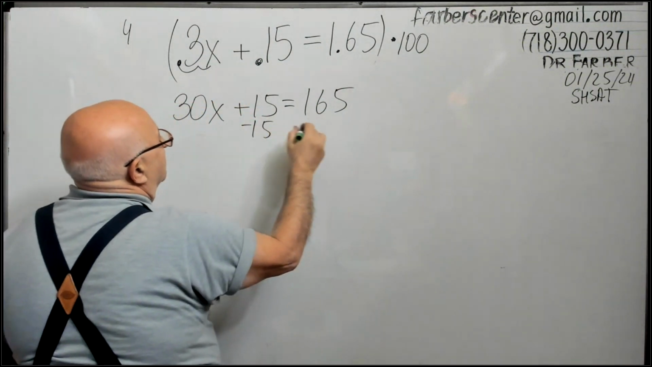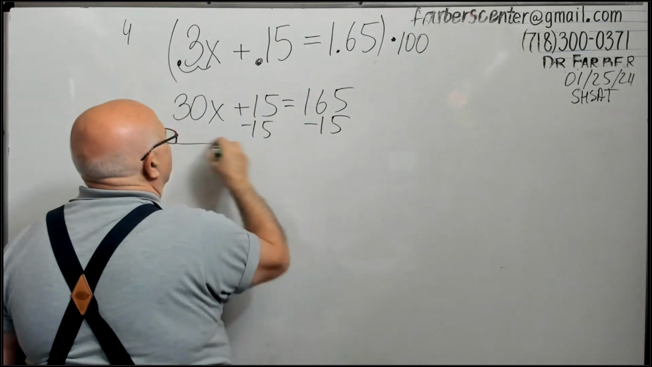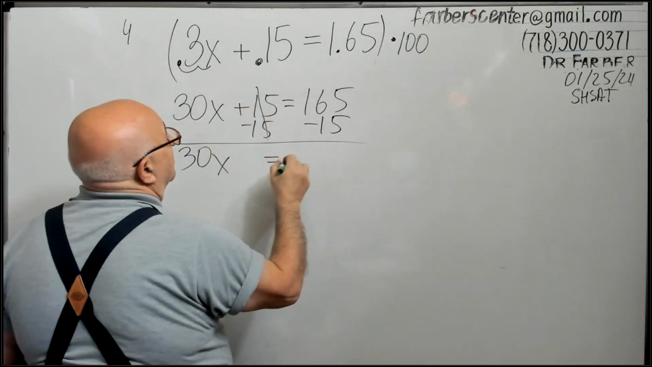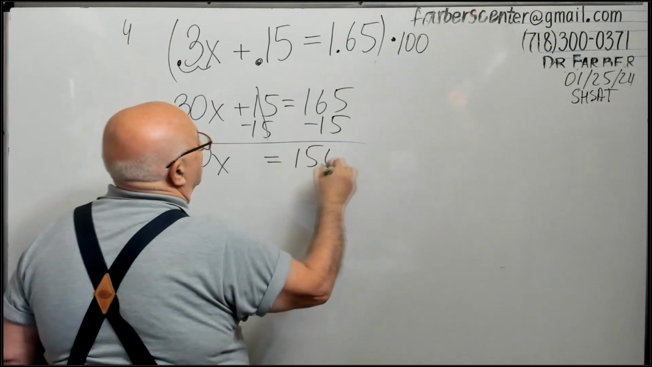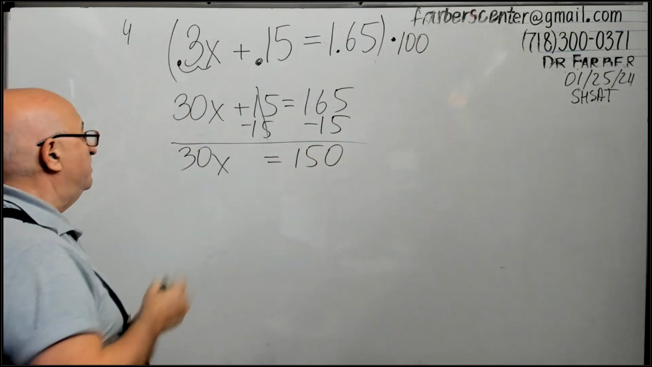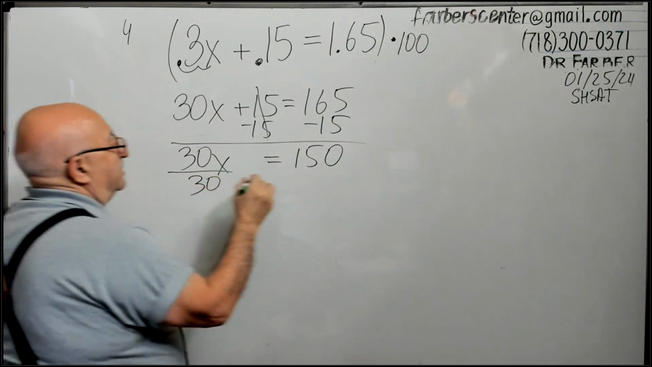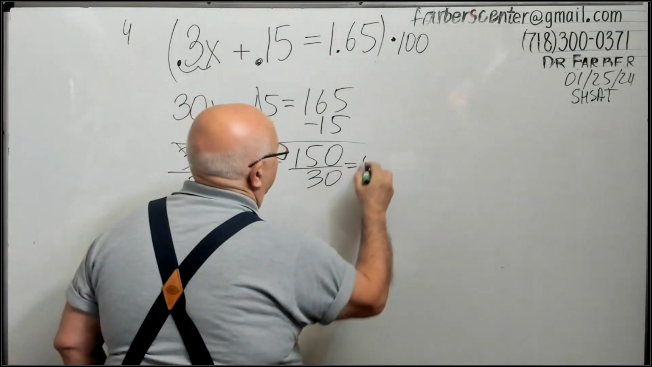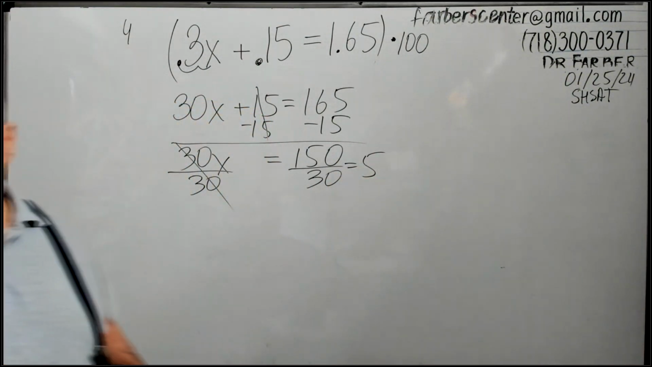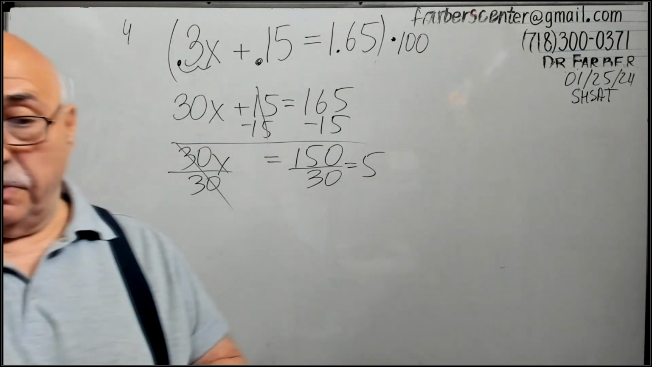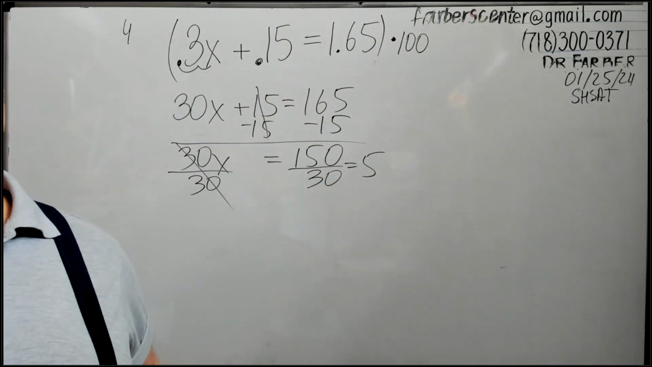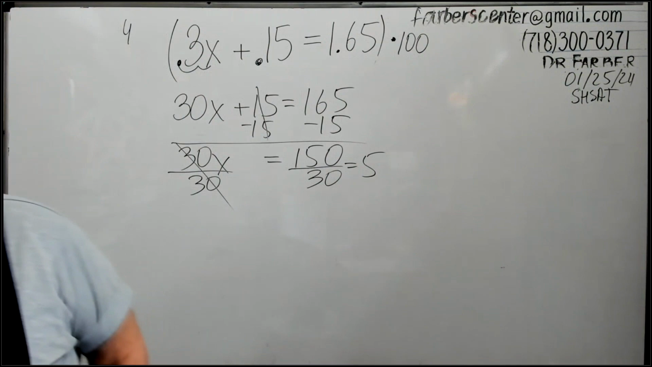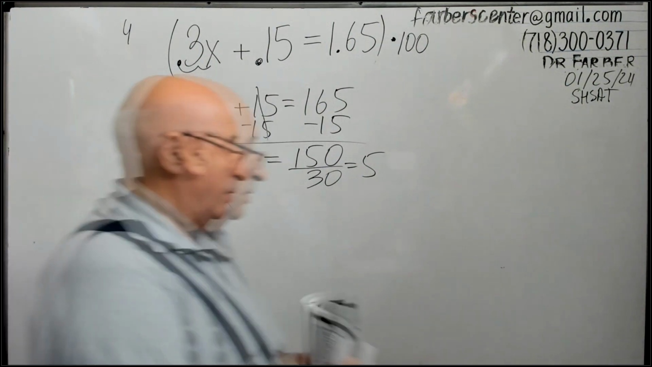Minus 15 and minus 15. 30x cancel out, equals 150. So far so good. Divide by 30 both parts. X equals 5. Who understands 100% of this? Matvey? Good. Okay. Let's go through another one.